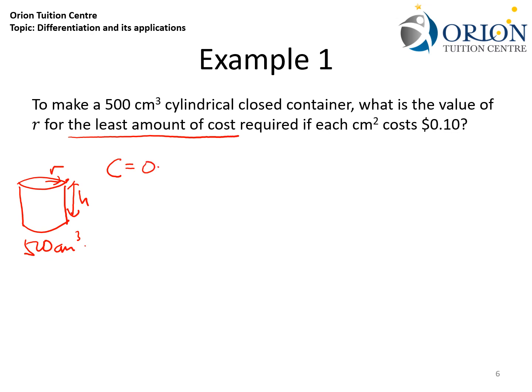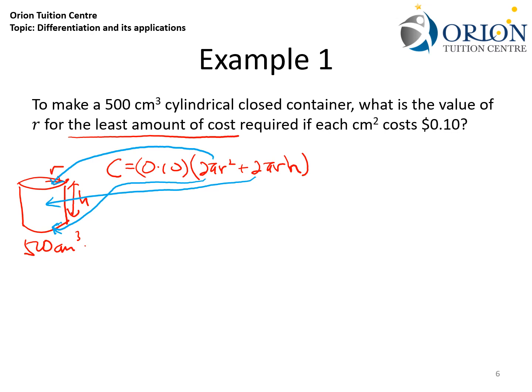C equals 0.10 multiplied by 2πr² plus 2πrh, where 2πr² is for the top and bottom surfaces of the cylinder, and 2πrh is for the curved surface area. Now we see that this cost function has two variables, r and h, and therefore we need to form the constraint equation to find out the link between these two.